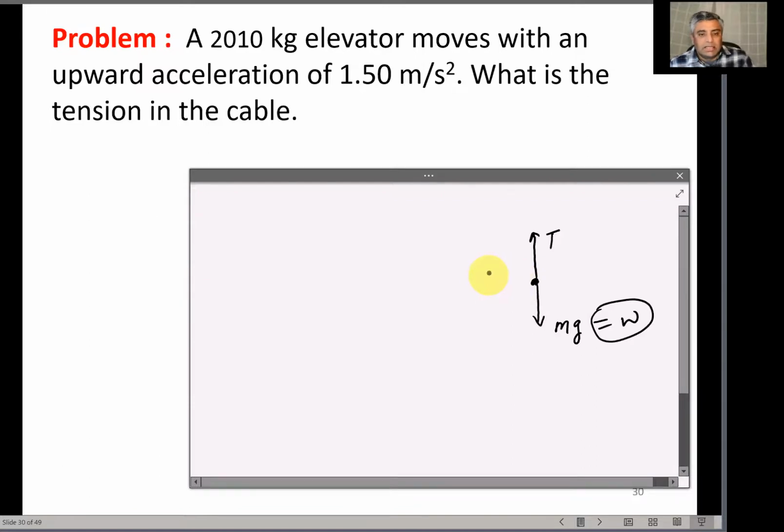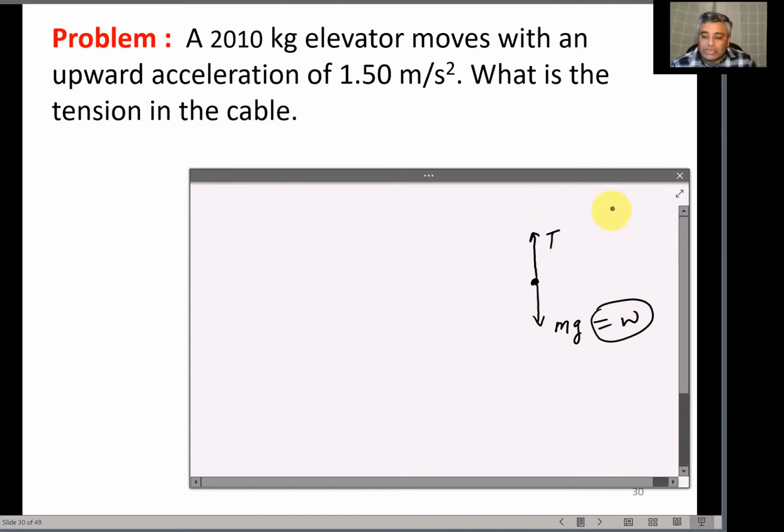And how about the normal force? When the elevator is moving up or down, is it supported by some surface? See, normal force comes from the push from the surface it is sitting on. The elevator is just hanging with the help of a rope, so there is not going to be a normal force here. Okay, so that's the free body diagram.